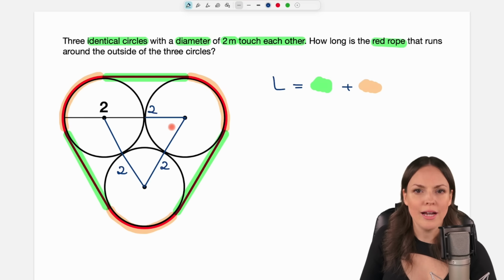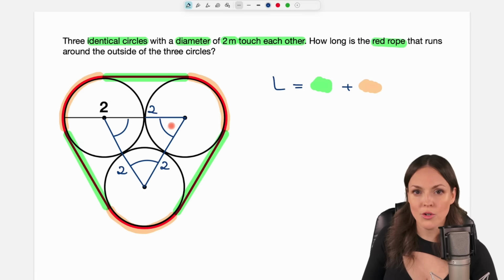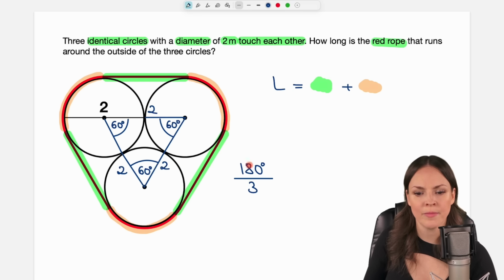And what do we know about equilateral triangles? We can say something about the angles. So we know that all 3 angles have to have the same size. All 3 angles in a triangle have to be 180 degrees in total. If all 3 of them have to have the same size, I can just divide this by 3, which gives me 60 degrees for each angle. So here, here, and also here.